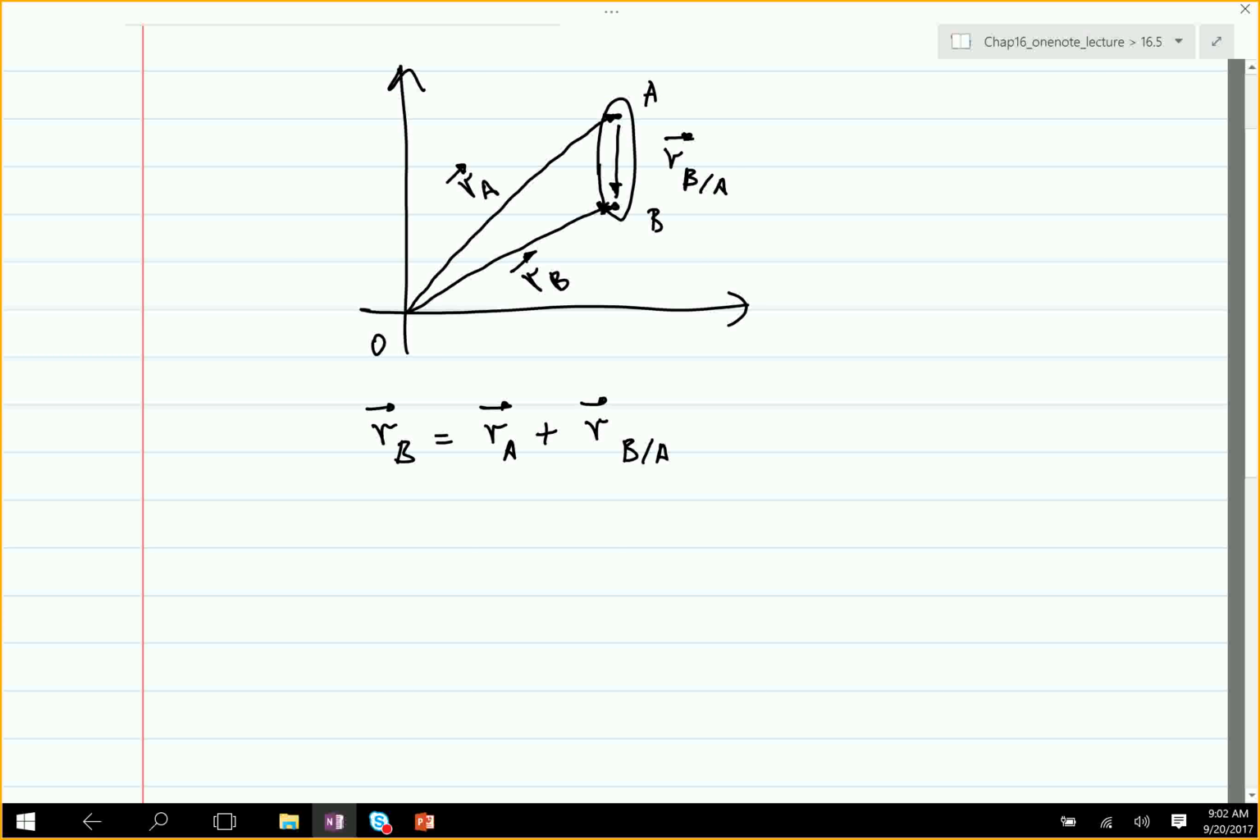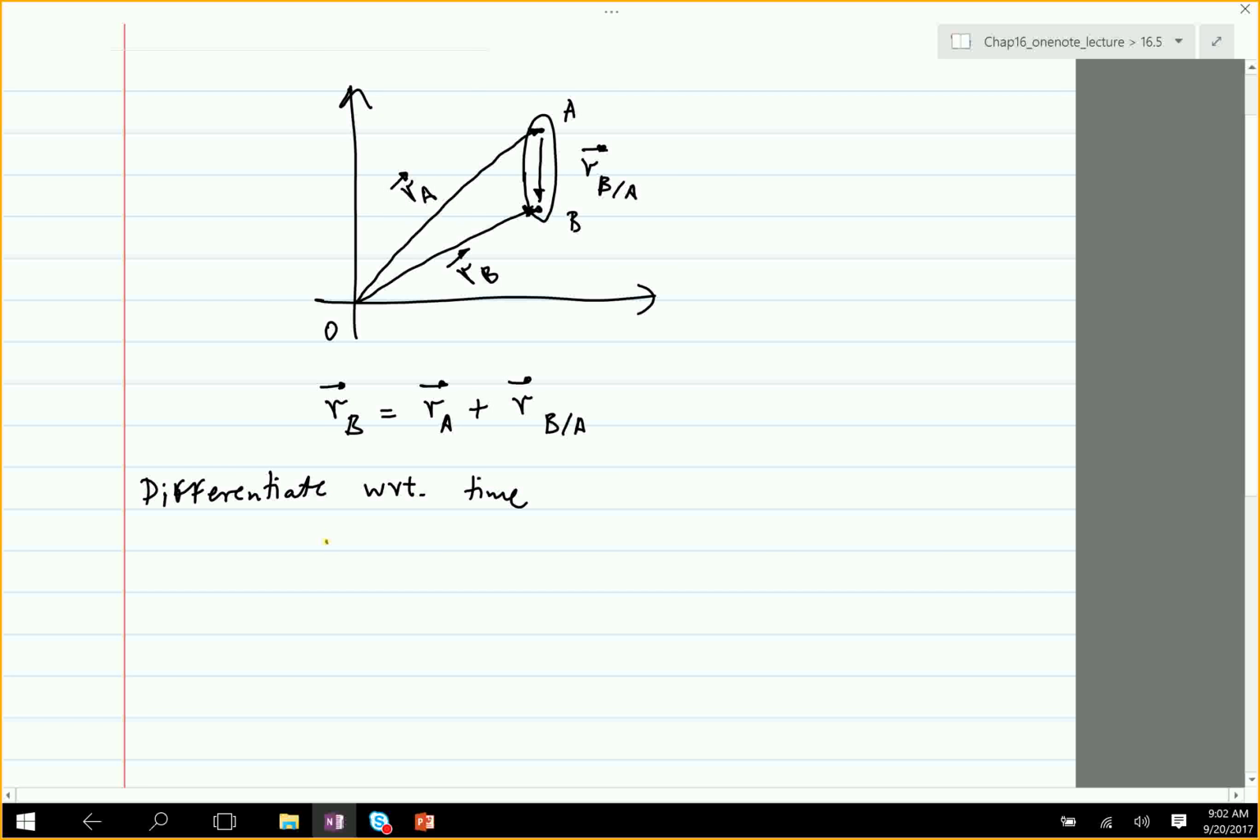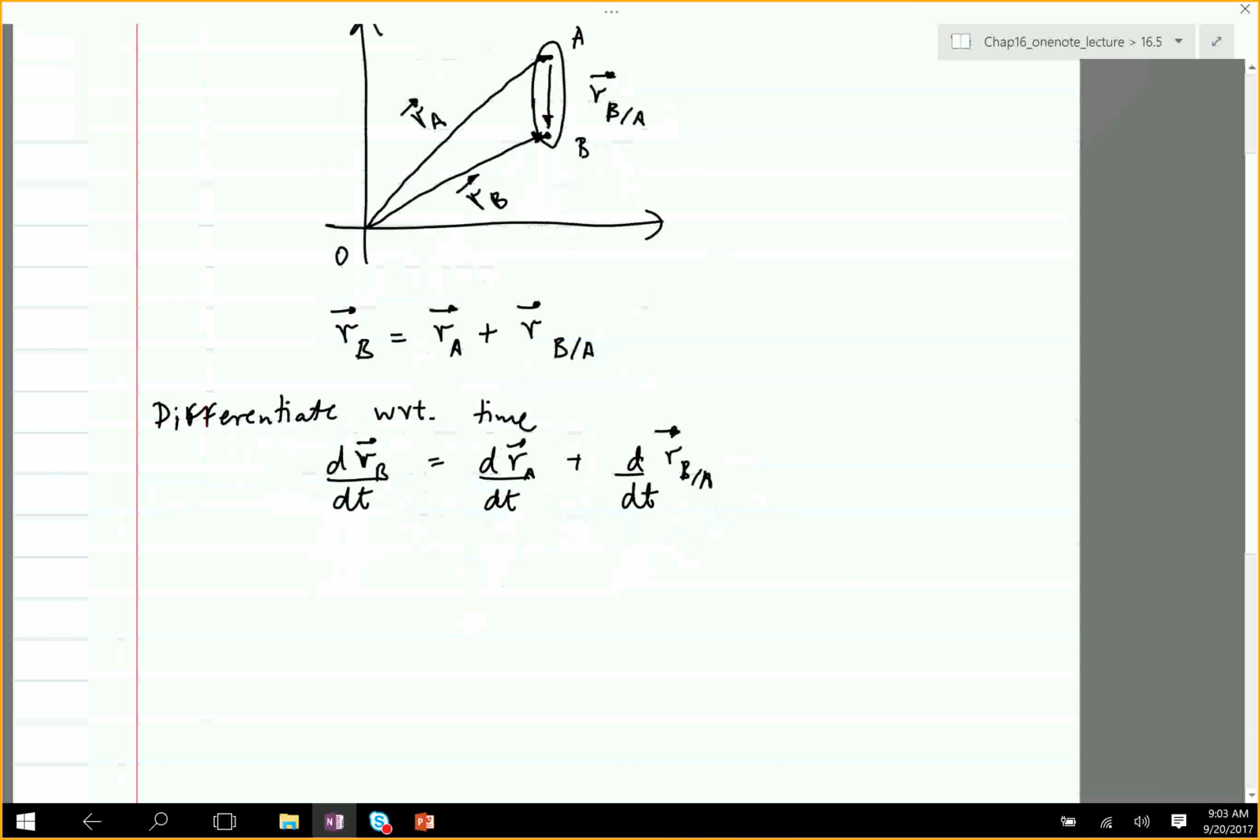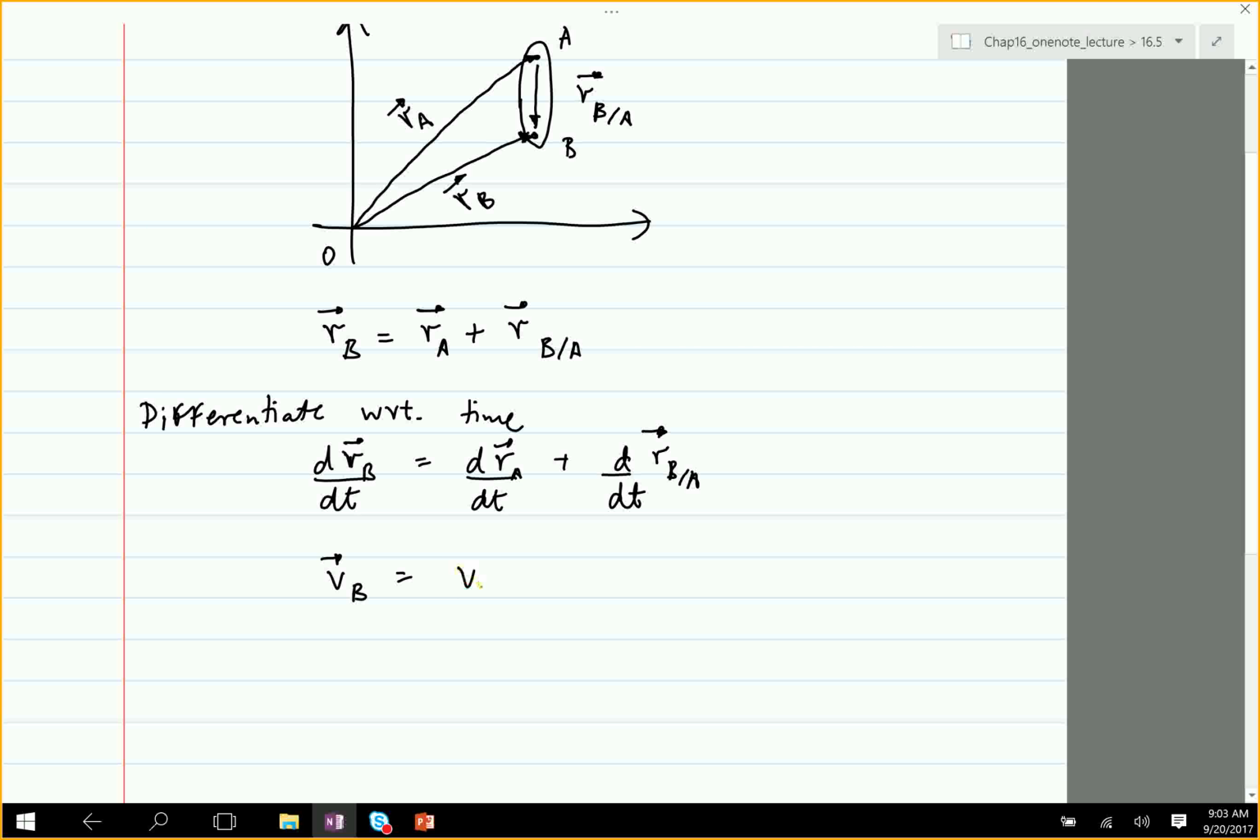So clearly, if you have this, then if you differentiate with respect to time, it would give me d RB dt equals d RA dt plus d dt of RB with respect to A. Which is nothing but the velocity of B equals velocity of A plus velocity of B with respect to A.